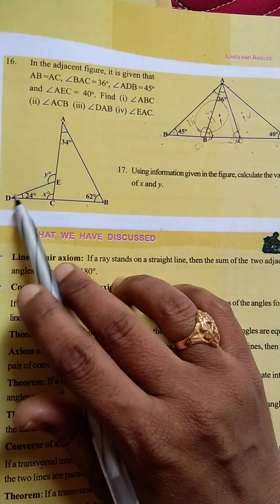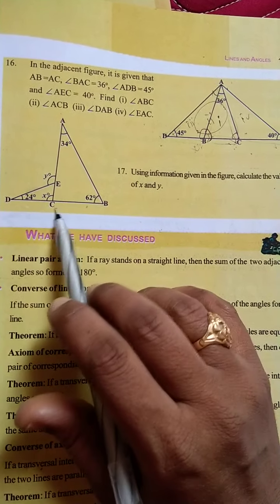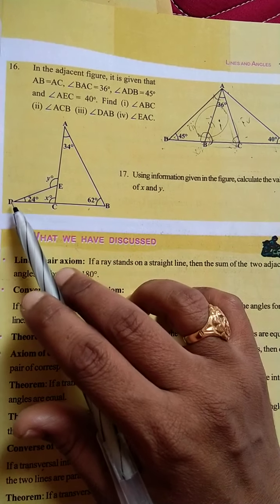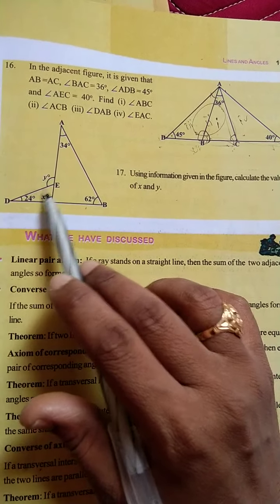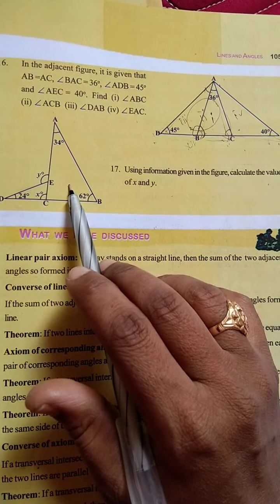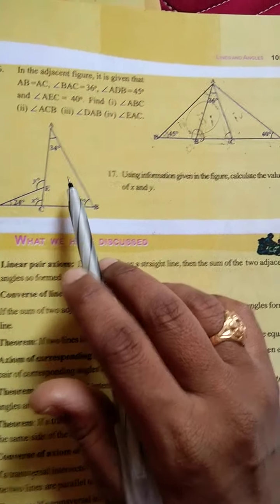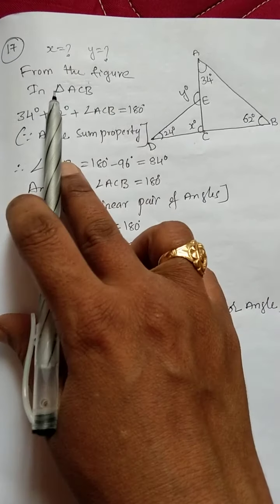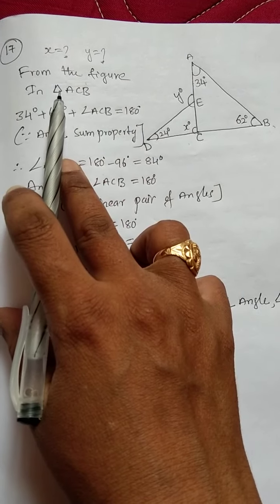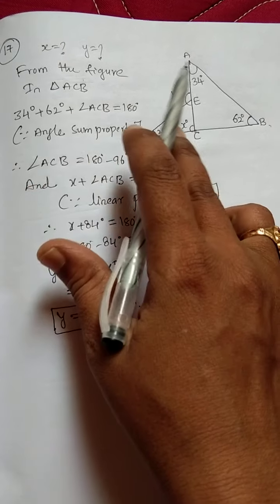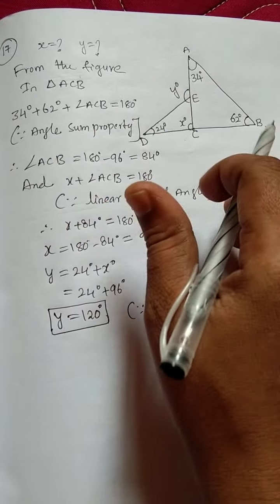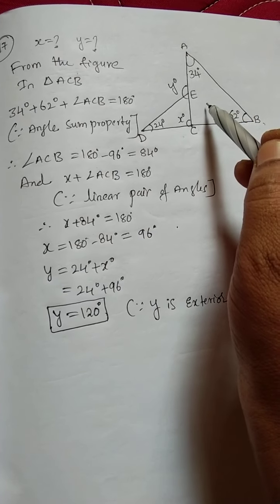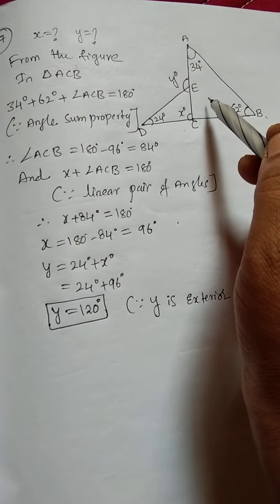Okay, from this given figure, two triangles are given, APC and DEC. From these two triangles, how can we find the x and y values? Let us see here. From the given figure, I took angle ACB, this big triangle. In this triangle ACB, I am using the angle sum property.